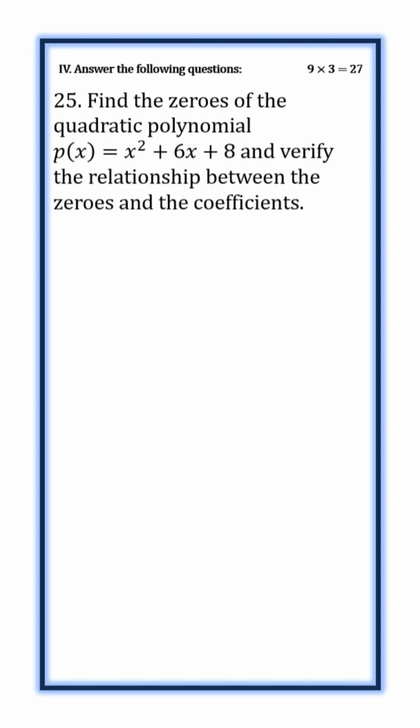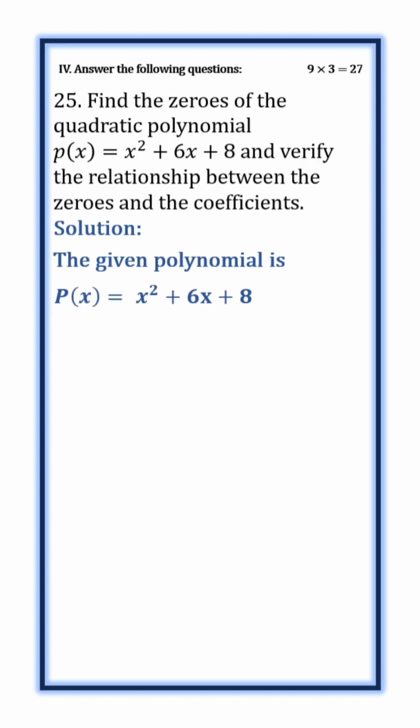There are 2 parts in the question. In the first part, we have to find the zeros. So, now let us find the zeros of the polynomial. The given polynomial is p of x is equal to x square plus 6x plus 8. Now we have to equate it to 0 since we have to find the zeros of this polynomial. This is a quadratic polynomial and we can solve it by splitting the middle term or factorization method.